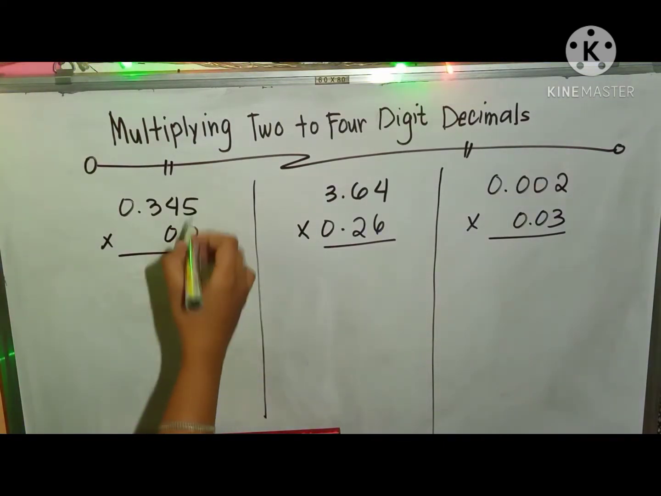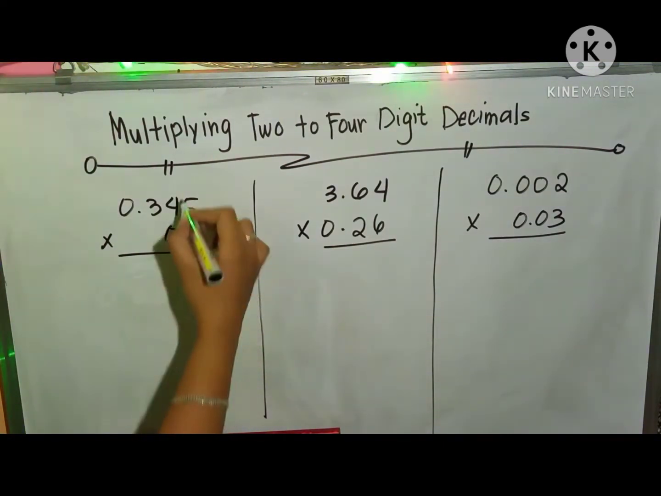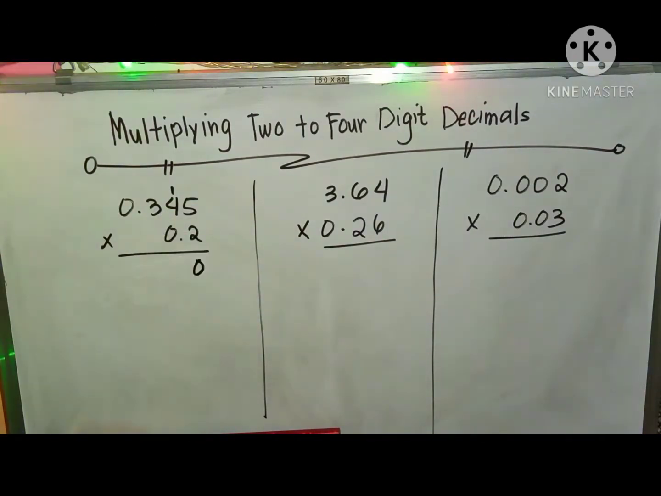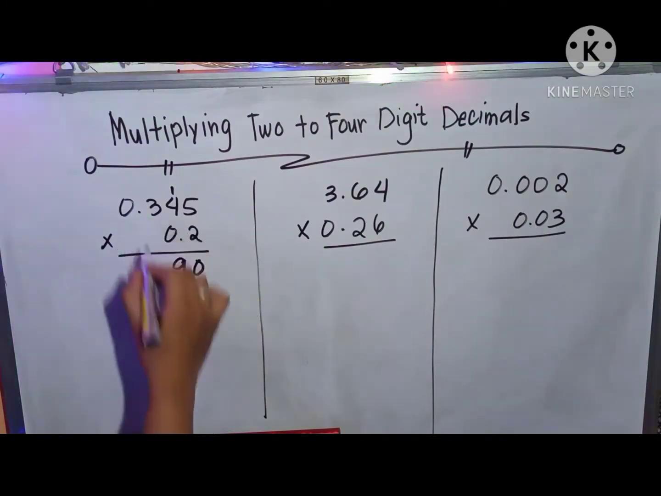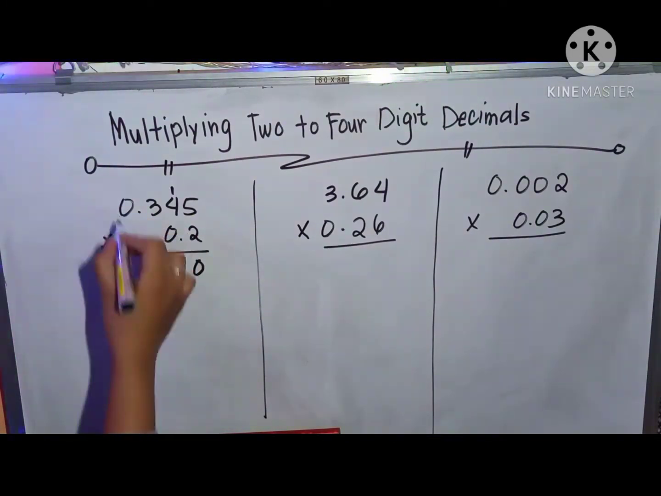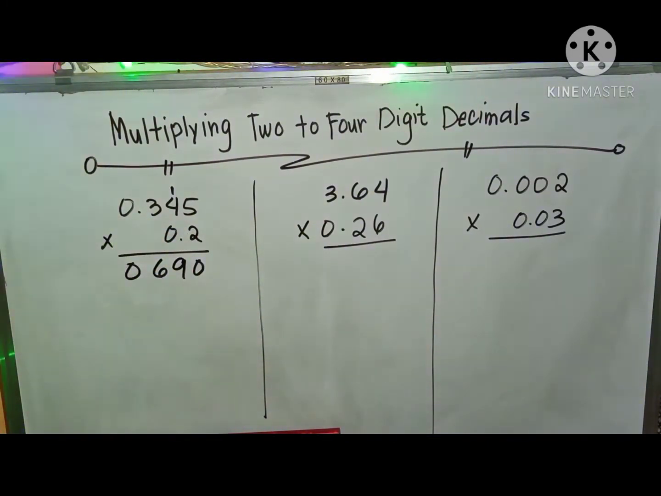So let us start. 2 times 5 is equal to 10, carry 1. 2 times 4 is equal to 8, plus 1 is equal to 9. 2 times 3 is equal to 6, and 2 times 0 is equal to 0. Now, huwag muna po nating pansinin itong decimal points na nandyan. Mamaya, papakita natin kung ano ba ang purpose ng mga decimal places or decimal points na yan.